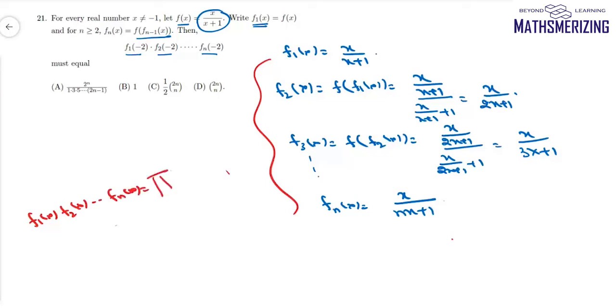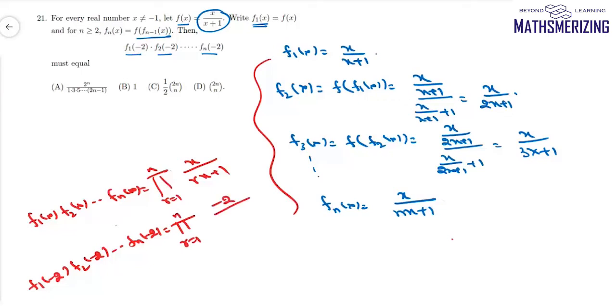We can write this as the product of x/(rx+1), where r varies from 1 to n. So if we put x as -2, then we can write f1(-2) f2(-2) fn(-2) as this product, r varies from 1 to n, of -2/(-2r+1), or the product of 2/(2r-1). So if I put r as 1, I'll get 2/1, then 2/3, 2/5, and it goes up to 2/(2n-1).